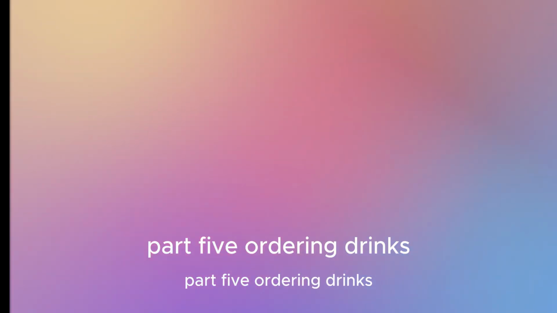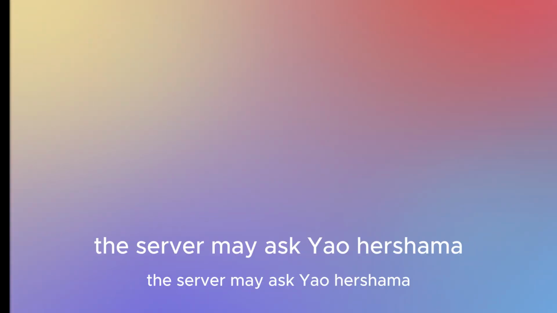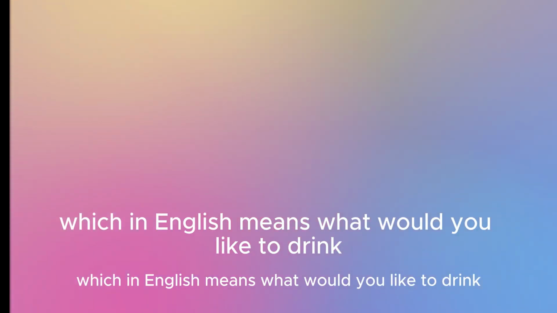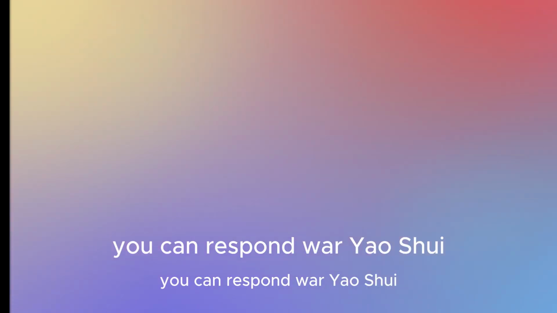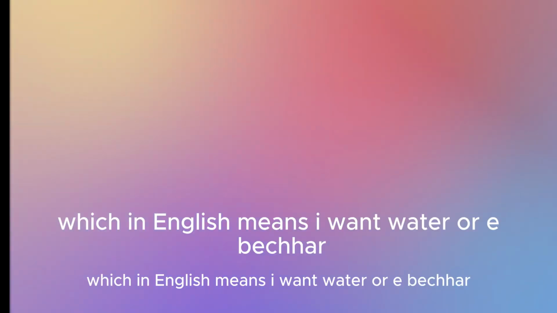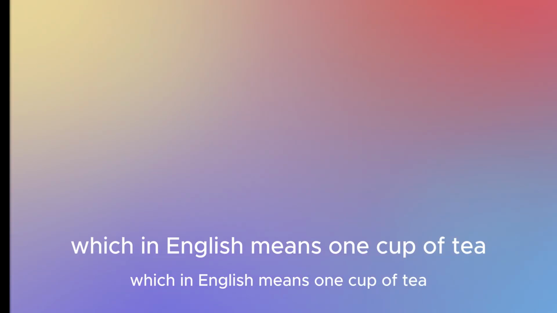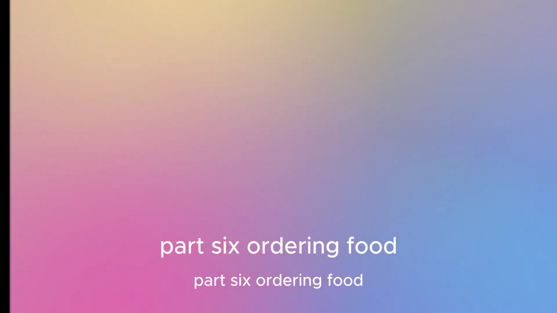Part 5. Ordering drinks. The server may ask 要喝什么? Which in English means what would you like to drink? You can respond 我要水, which in English means I want water, or 一杯茶, which in English means one cup of tea. Part 6.